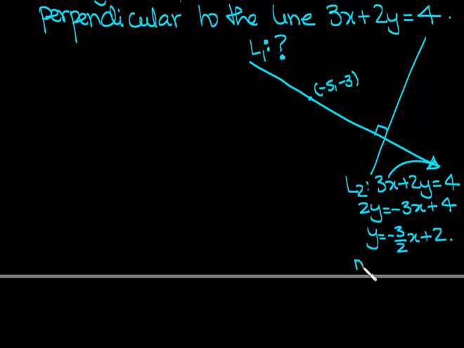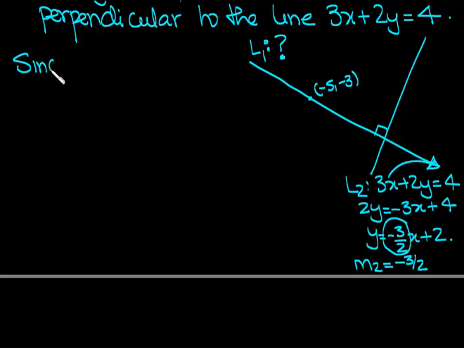The slope, I'll call it M2. The slope of this line is -3/2 because it's the coefficient of the x term. Okay, now I'm looking for the slope of my first line. What do we know? Since these two lines are perpendicular, what do we know?